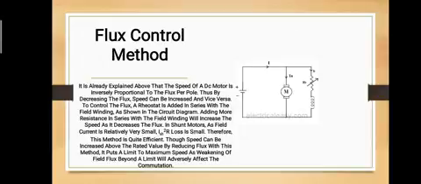In shunt motors, as field current is relatively very small, the Ish squared R loss is small. Therefore, the method is quite efficient. Though speed can be increased above the rated value by reducing flux with this method, it puts a limit on maximum speed, as weakening of field flux beyond a limit will adversely affect the commutation.